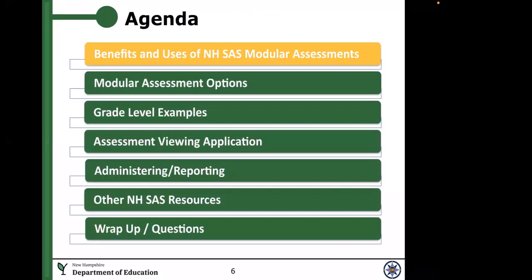So first things first, this is our agenda for this hour-long presentation. I really want to talk to you first and foremost about the benefits and how you can use the modulars. Then we'll get into some of the options for your grade levels, the examples. We'll talk about the assessment viewing application and how to administer the modulars and the reporting. And then there are a lot of other New Hampshire SAS resources, and we've highlighted a few of them within this presentation. So we'll talk about that.